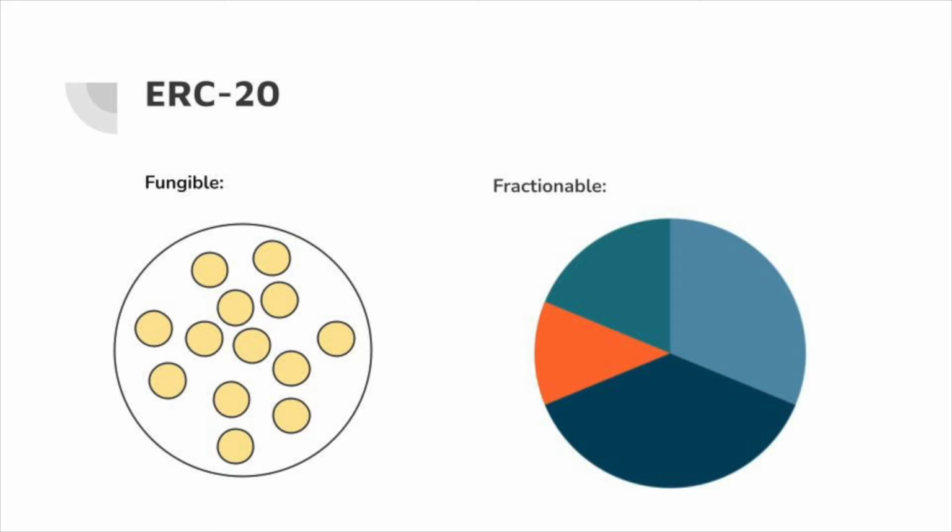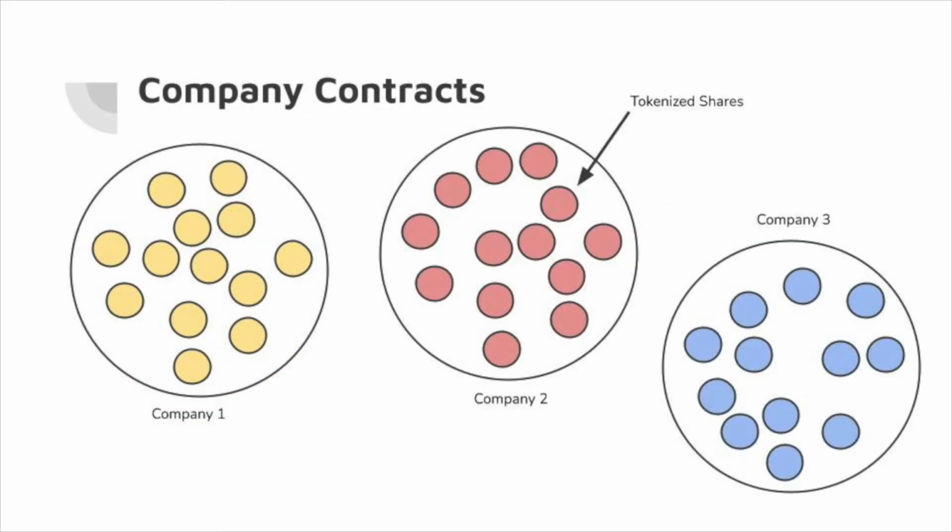ERC20 is a standard for creating and issuing smart contracts of fungible and fractionable tokens. Fungible means that all the tokens produced from the same contract are indistinguishable from each other. By representing equity in the form of shares as ERC20 tokens and deploying a new contract for each company, we can create a marketplace that is more secure, trustless, and equitable than the traditional Web 2 way of managing equity.